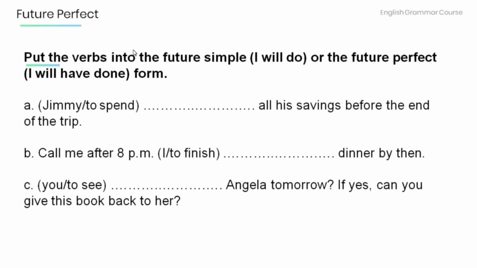And now, put the verbs into the future simple, I will do, or the future perfect, I will have done form. A. Jimmy to spend all his savings before the end of the trip. B. Call me after 8 p.m. I to finish dinner by then. C. You to see Angela tomorrow? If yes, can you give this book back to her?